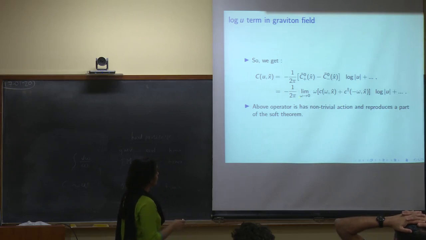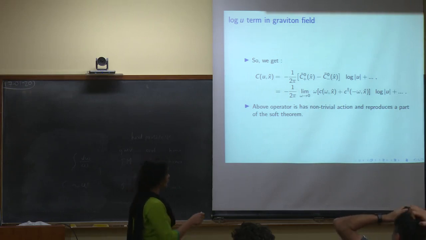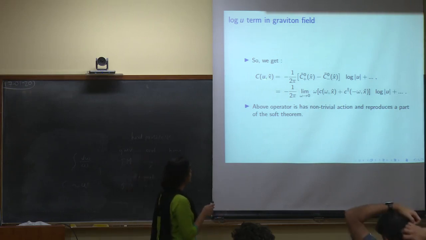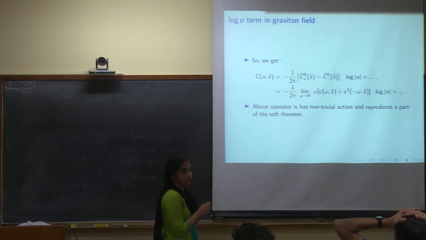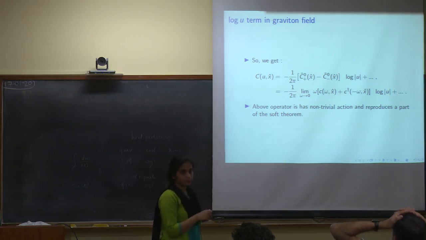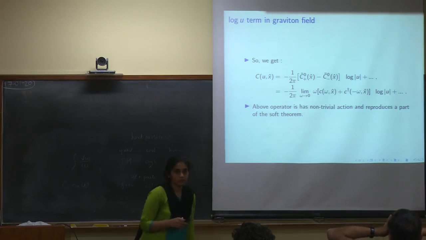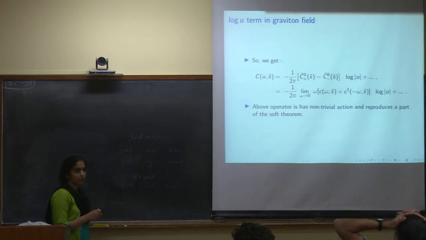Earlier we had discussed that if you had a log u term in the free data, that produced an HRR1 term, and that this is how it contributes to the soft theorem, the log omega soft theorem. So maybe I can repeat.